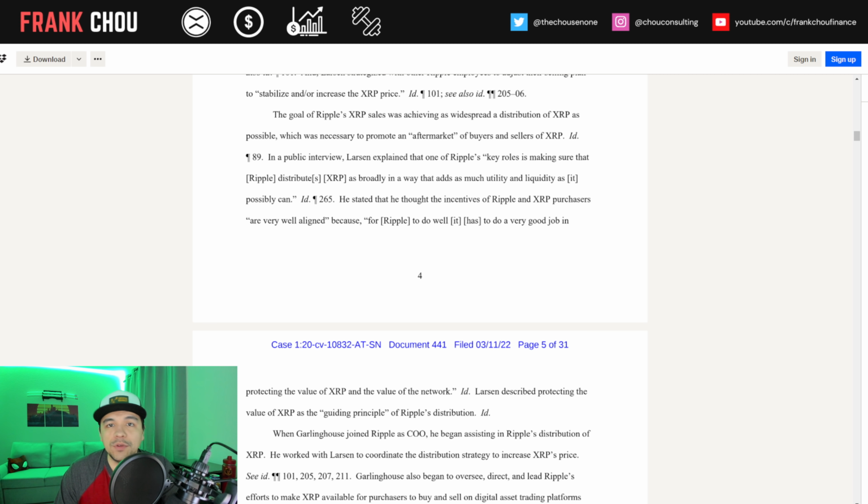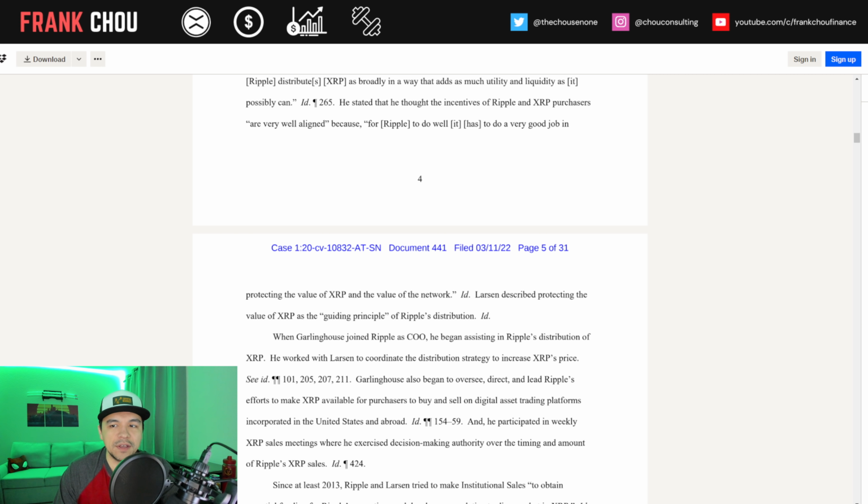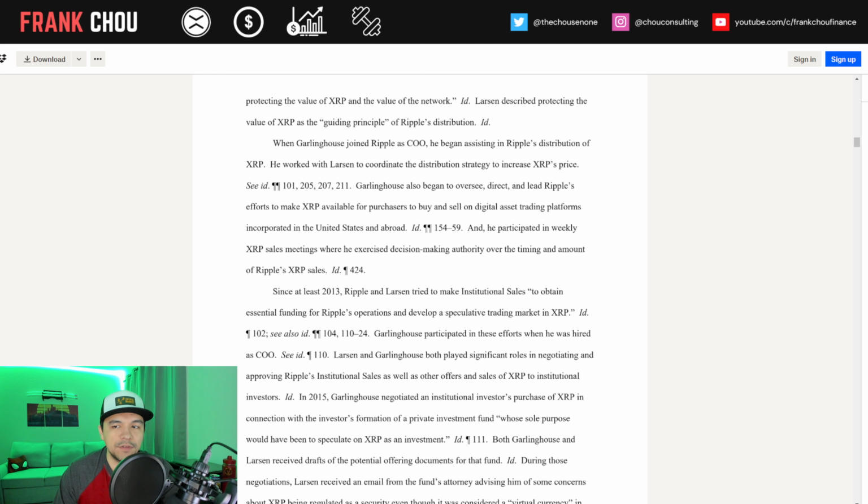In a public interview, Larsen explained that one of Ripple's key roles is making sure that Ripple distributes XRP as broadly as possible, in a way that adds as much utility and liquidity as it possibly can. He stated that he thought the incentives of Ripple and XRP purchasers are very well aligned because for Ripple to do well, it has to do a very good job in protecting the value of XRP and the value of the network. Larsen described protecting the value of XRP as the guiding principle of Ripple's distribution.